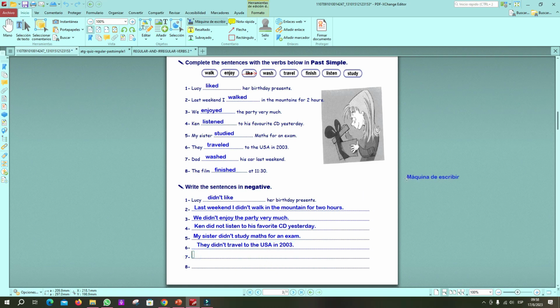7. Dad, what? Didn't wash his car last weekend. Okay, good. Dad didn't wash his car last weekend. And the last one, the film finished at 11:30.